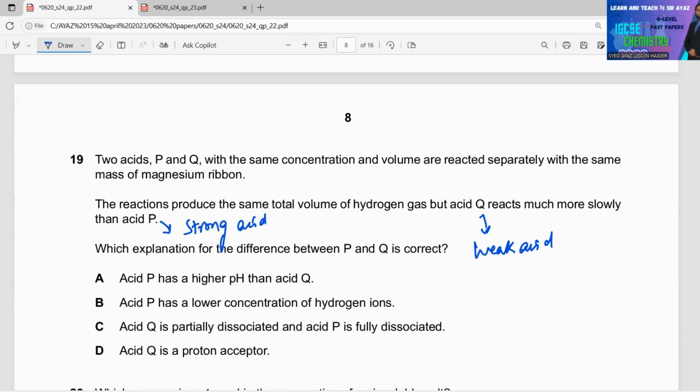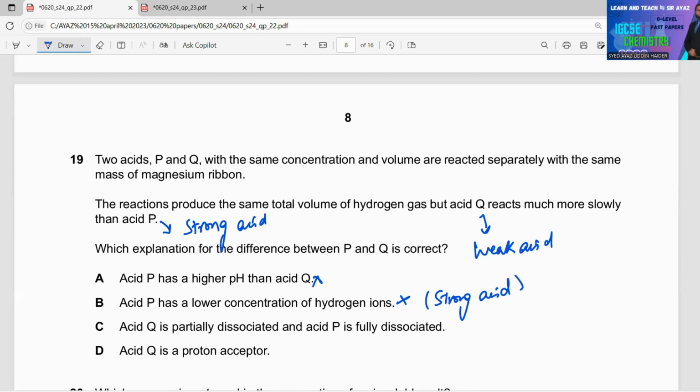Well, let's see these statements. A. Acid P has a higher pH than acid Q. Now, acid P is a strong acid, so it must have a lower pH than acid Q. So this is incorrect. B. Acid P has a lower concentration of hydrogen ions. This is also incorrect. It must have a higher concentration of hydrogen ions because it's a strong acid. Strong acids dissociate completely and produce a higher number of hydrogen ions.